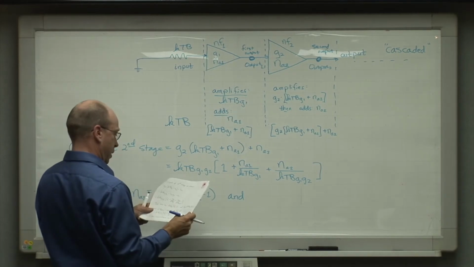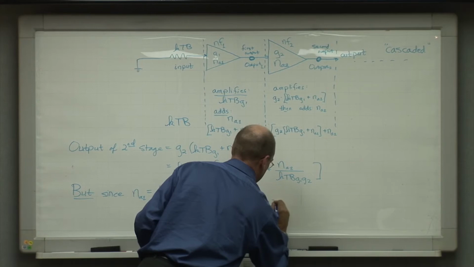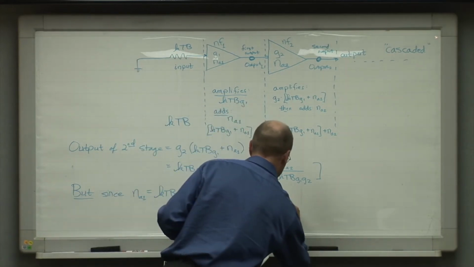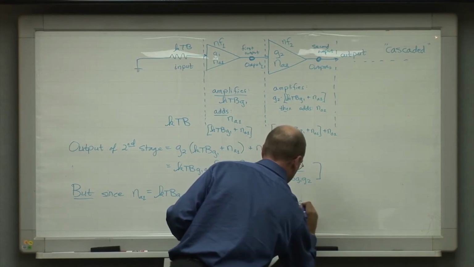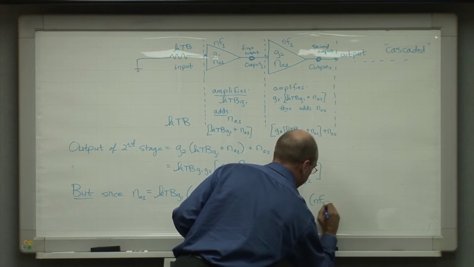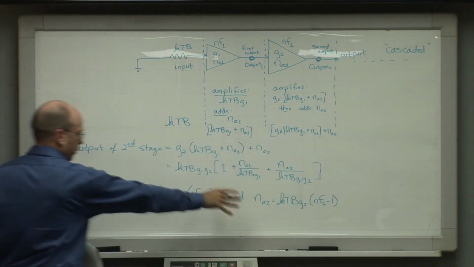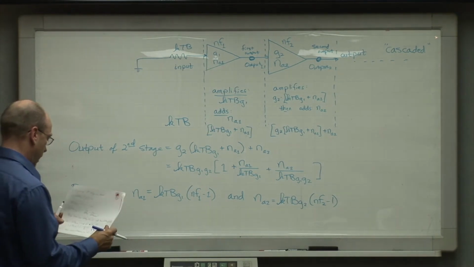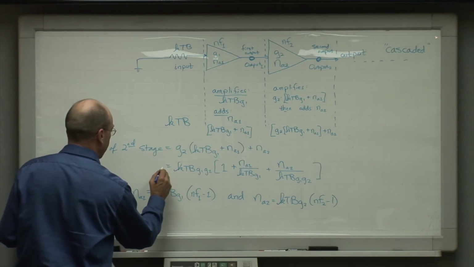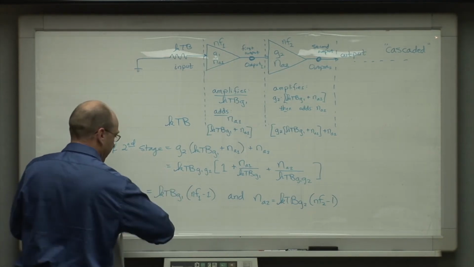And what's the next part? Oh yeah, and then NA2 likewise is equal to KTB G2 times noise figure of the second amplifier minus 1. So for any amplifier, of course, you see what the pattern is going to be here. And that means that the output level, I'll draw a red line around like this.